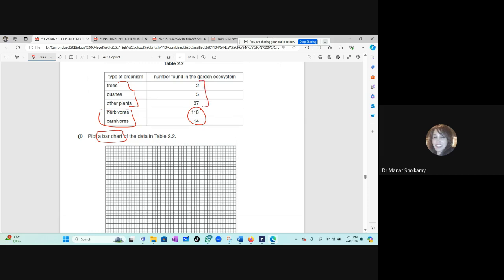Let's do it together, because really some of you, to my surprise, don't know what a ratio is. 118 plus 14, the animals will be 132. And the plants will be 2 plus 5 plus 37. That's 44. Now, do I leave it like this?